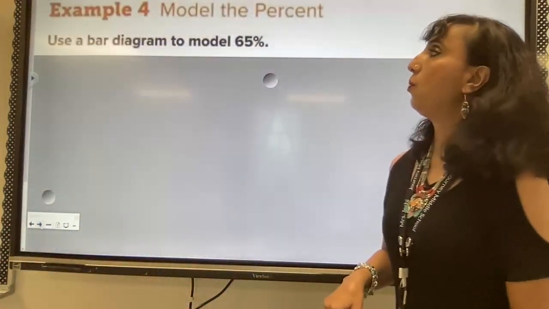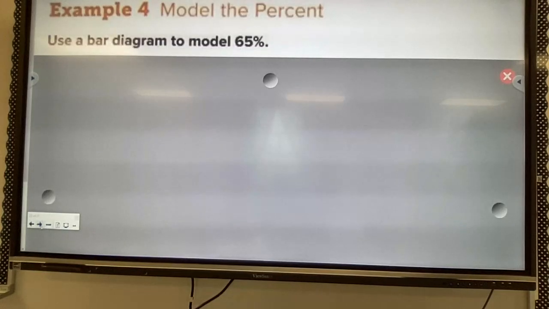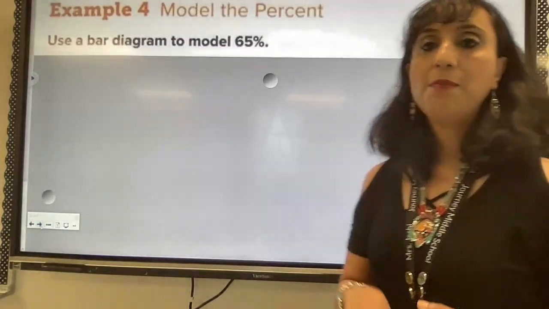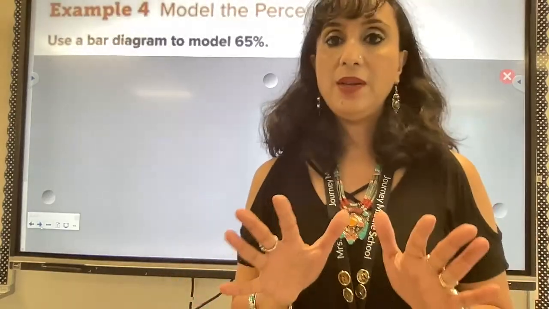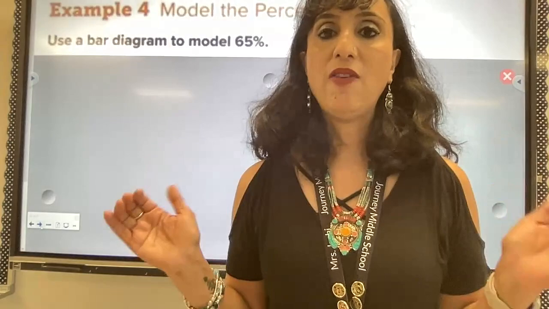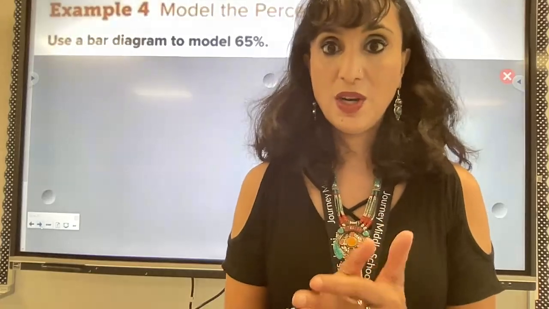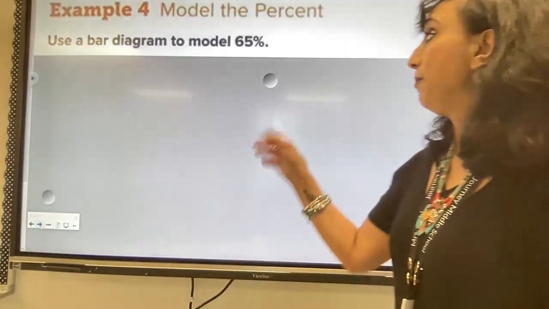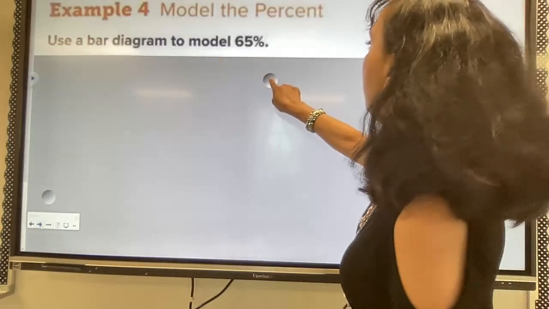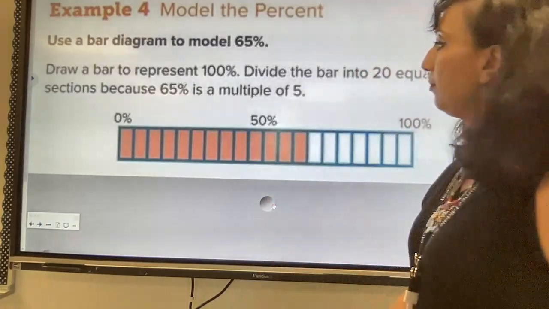Okay, so we are going to use a bar diagram to model 65%. Now we know that 65% is a multiple of 5. So just using 10 divisions on the bar diagram is not going to be enough. We are going to break it up into 20 sections because of the factors of 5. So I can do 5, 10, 15, 20, etc. like that. I'm going to show you the diagram. Here we go. So look at this one.